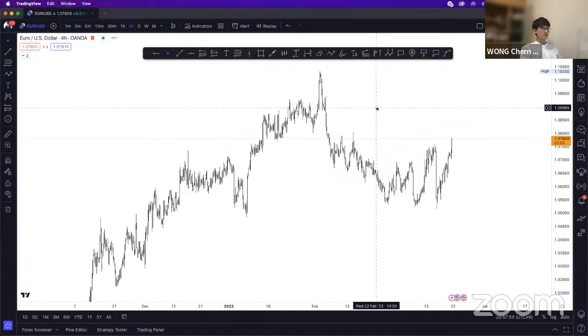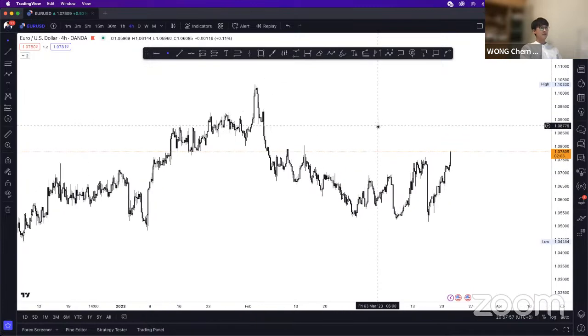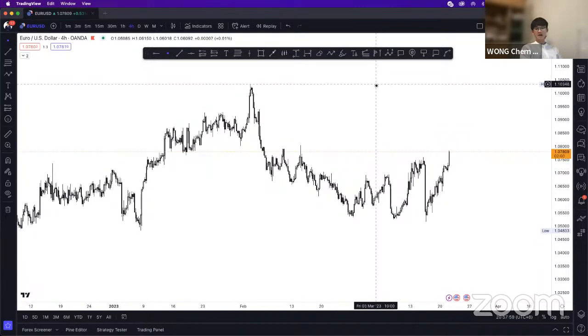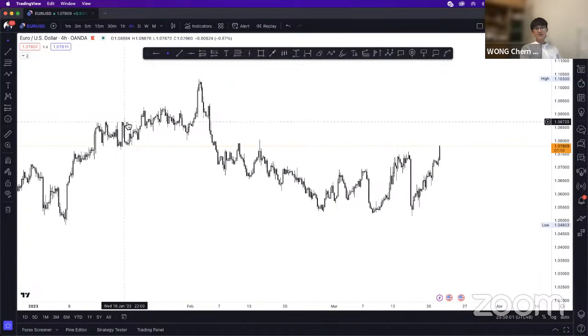We notice that price is very likely, or seemingly very likely, to be able to tap into the highs as well. And this is mainly due to the fundamental news that's playing out.